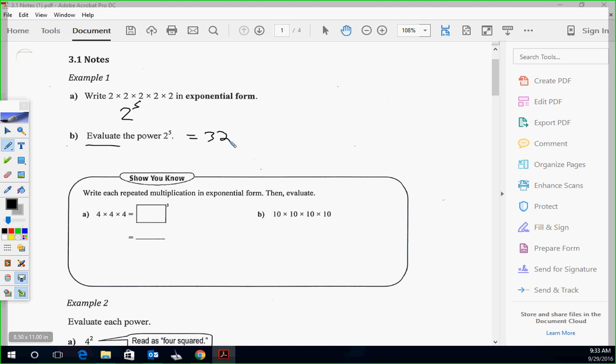Write repeated multiplication in exponential form, then evaluate. So 1, 2, 3, 4 cubed. That evaluated is what? 4 times 4 is 16, times 4, 64. Good.